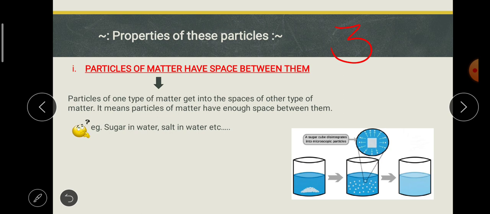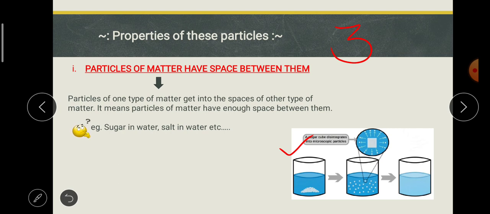For this again we'll perform an activity. First we'll take a glass or a tumbler and we'll add a teaspoon of sugar in it. After some time, 1 cube of sugar will break down into millions, trillions and quintillions of smaller particles. We'll not be able to see them. Later on, those small particles will get into the space between water molecules.